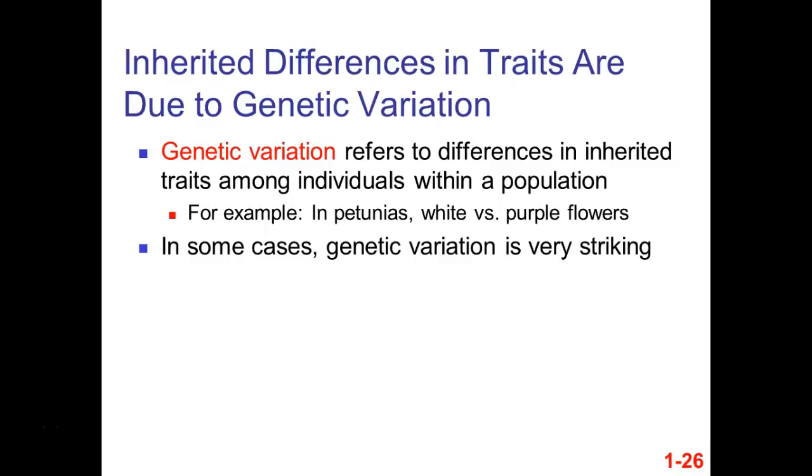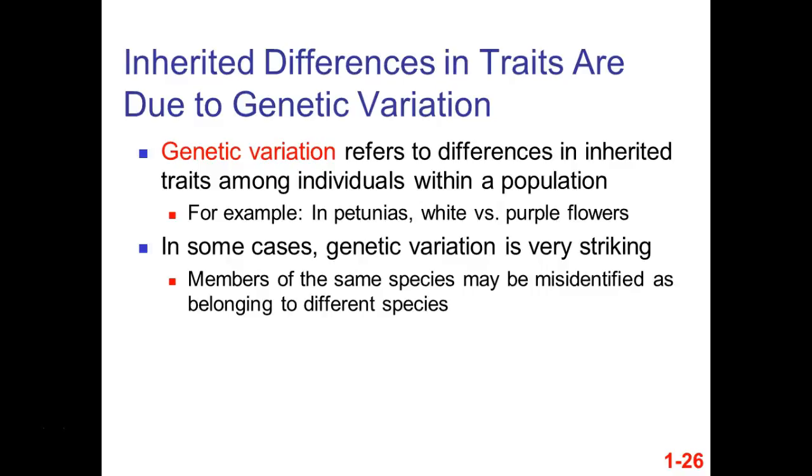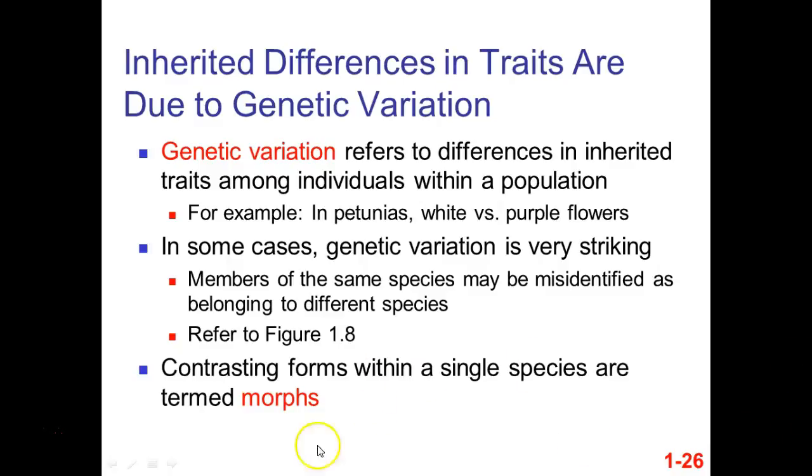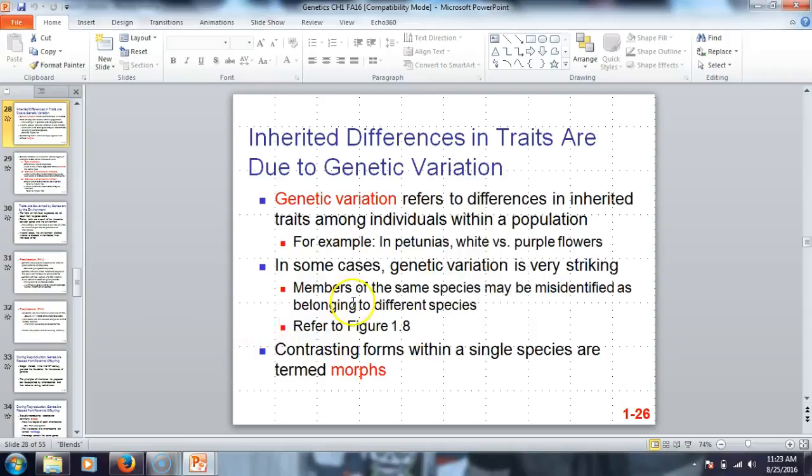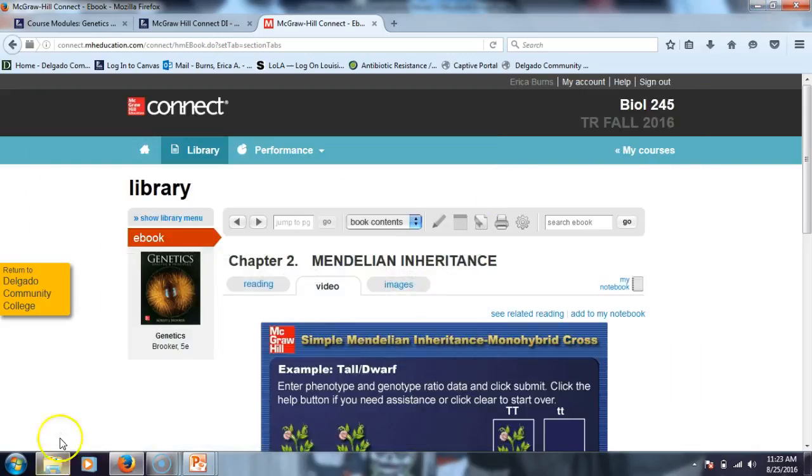In some cases, the variation is very striking, very different. Some species may even be misidentified as belonging to a totally different species because the different forms are so different that we don't recognize them as being the same. For some reason in this PowerPoint they did not give me this figure. So these are your morphs. They're still the same species, but morphologically, when we look at them, they're quite different. This is also why I have my book open, so I can flip over. I think it's poison dart frogs, if my memory serves me correctly.